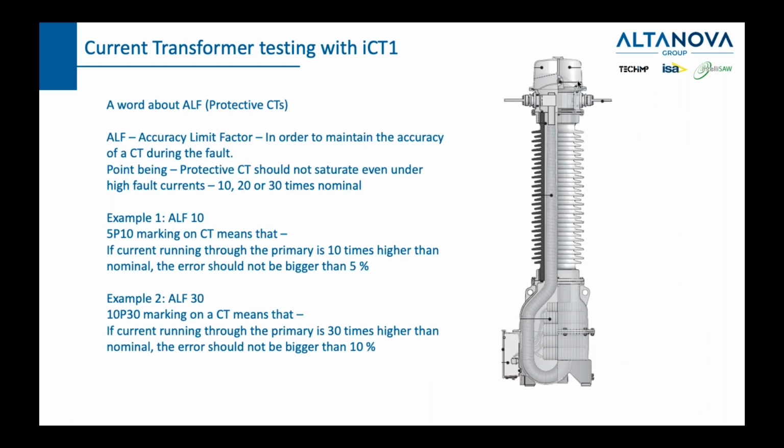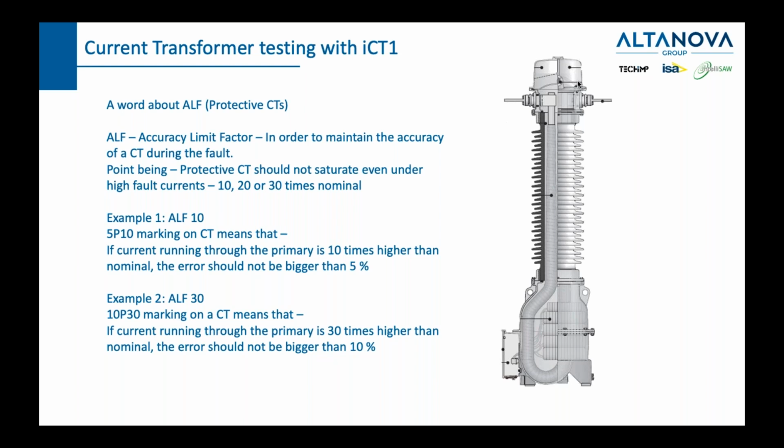Now, before we continue, let us also talk about the concepts of ALF and ISF, because we will see that later on. ALF is something which is used for protective CTs. ALF is the accuracy limiting factor, which is used to describe how robust your CT is. And let us read this. In order to maintain the accuracy of the CT during a fault, you should be able to accurately show on the secondary what is happening on the primary side, even if your current on the primary side is 10, 20, or 30 times the nominal current.